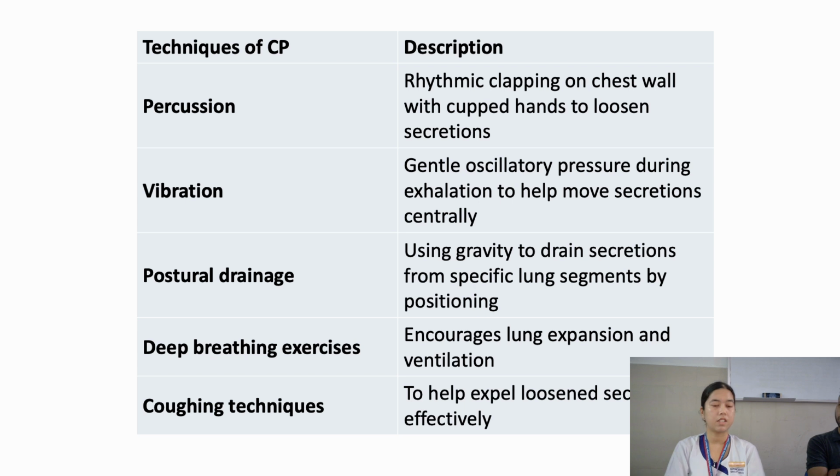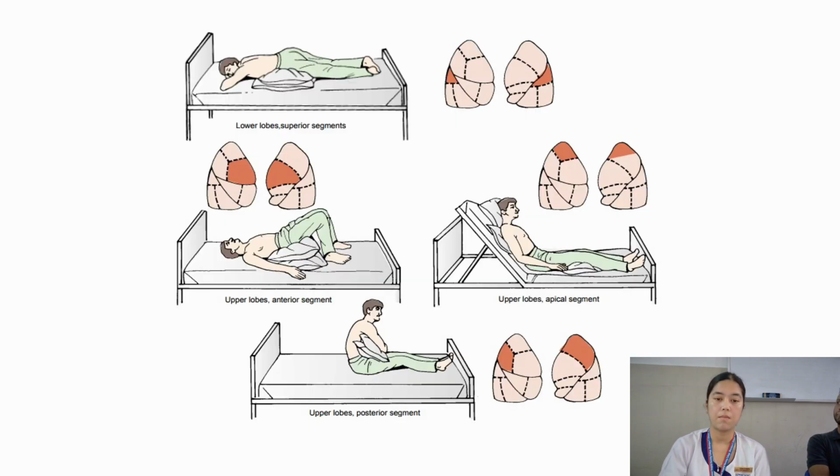So what are the techniques of chest physiotherapy? Percussion involves rhythmic clapping on the chest wall with a cupped hand to loosen secretions, while vibration involves a gentle oscillatory pressure during exhalation to help move secretions centrally. Postural drainage involves using gravity to drain secretions from specific lung segments, while deep breathing and coughing exercises encourage lung expansion and ventilation to help expel loosened secretions effectively. Above, the picture is of postural drainage.